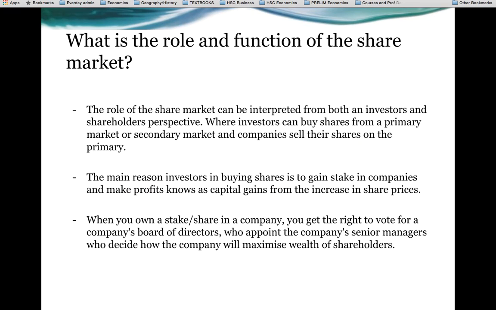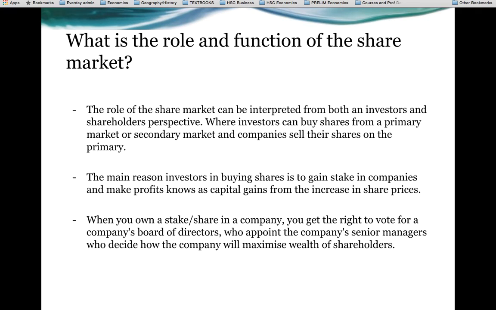So what's the role and function? Well, the role of the share market can be looked at from two perspectives. Investors can buy shares, whereas businesses and companies can sell their shares.